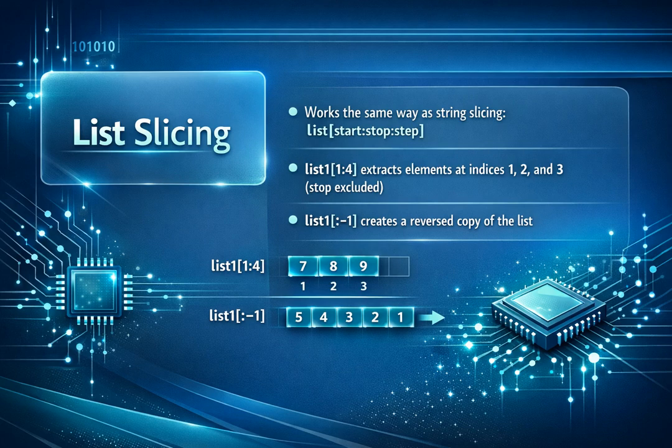List slicing works exactly like string slicing using start:stop:step. The stop index is excluded. You can extract a portion of a list, skip elements using a step, or create a reversed copy using a step of -1. Slicing always returns a new list.